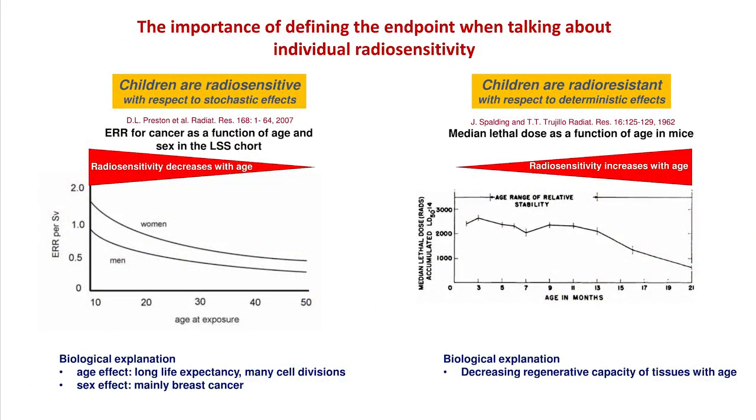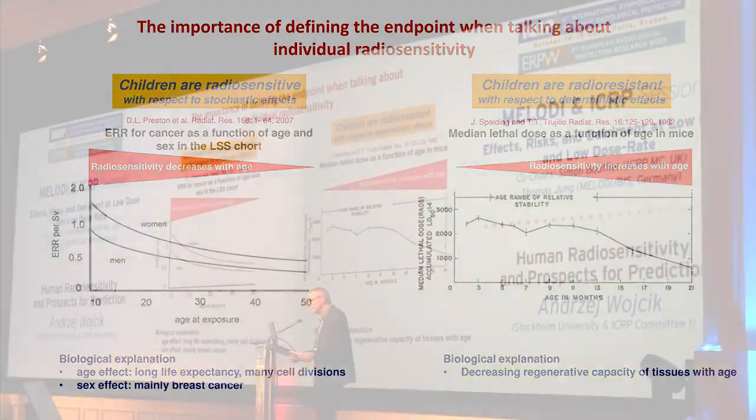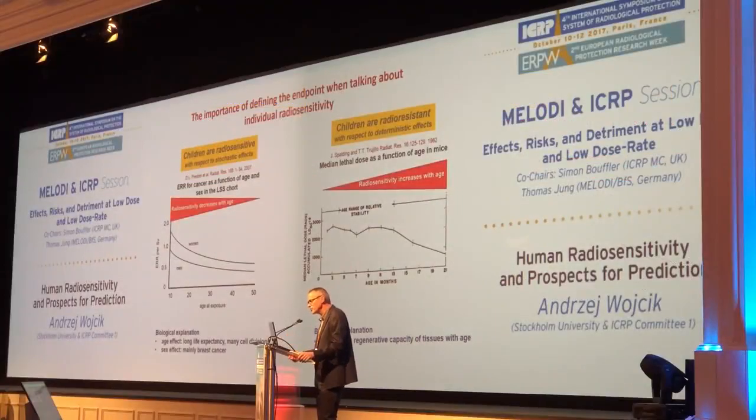Now, an example why it is very important to distinguish the different forms of radiosensitivity is that, of course, we all agree that children are radiosensitive. And you see this on the left panel. These are results from the LSS study. But if you go to medical doctors, to radiation oncologists, and you tell them a child is radiosensitive, they will say, what? A child is very radioresistant because I can treat a child with high doses. He will develop some side effects, but they will heal immediately.